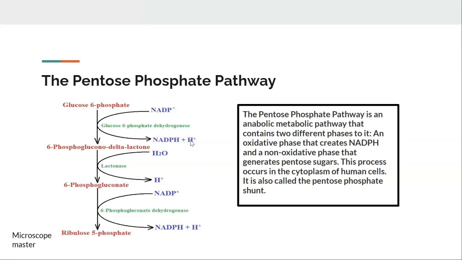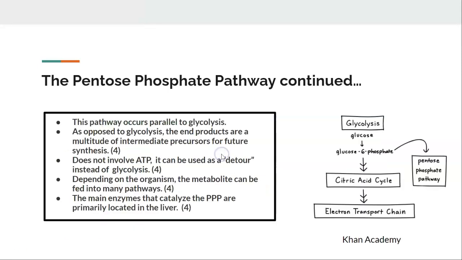The pentose phosphate pathway is an anabolic pathway with two phases: an oxidative phase that creates NADPH and a non-oxidative phase that generates pentose sugars. This process occurs in the cytoplasm of human cells. This pathway is also called the pentose pathway shunt because it shunts carbon back into the glycolysis pathway or the gluconeogenesis pathway, depending on the organism.